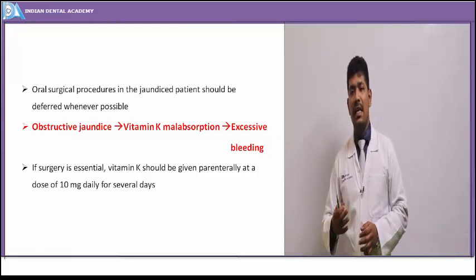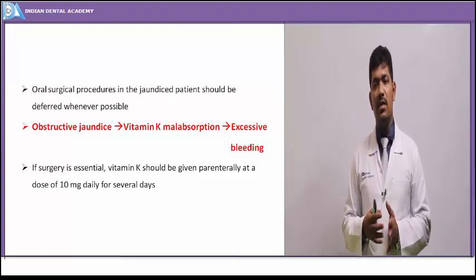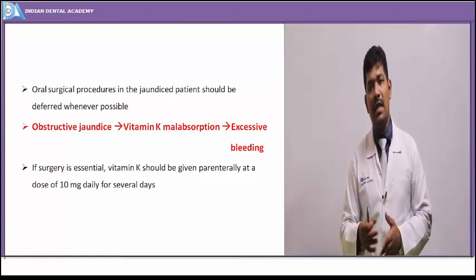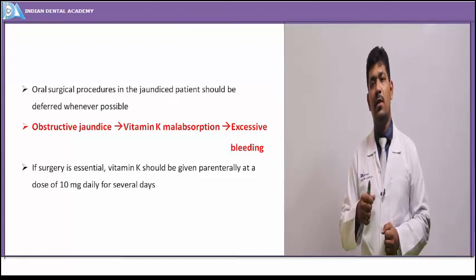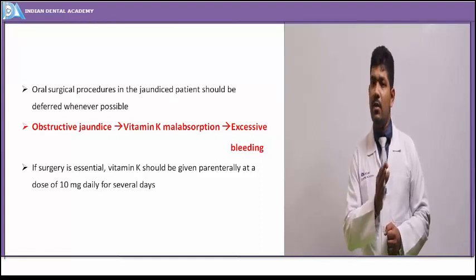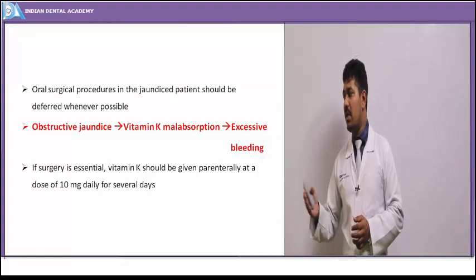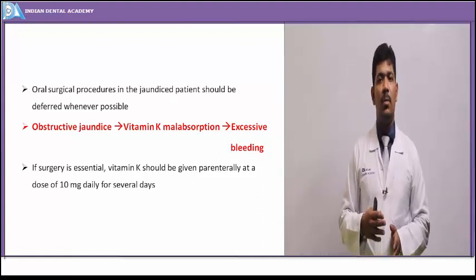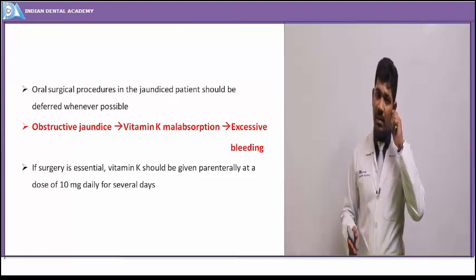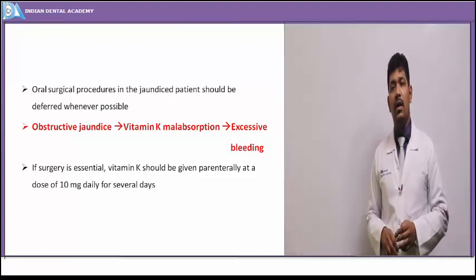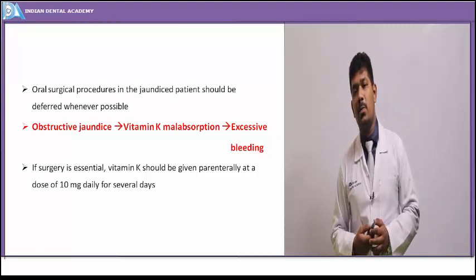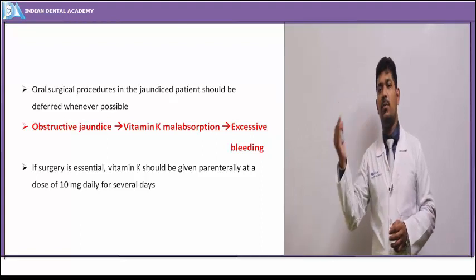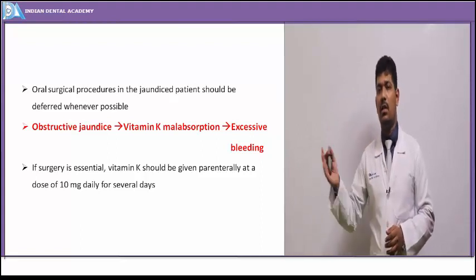So, in case of any elective dental surgeries, minor surgeries or emergency surgeries, the dental physician has to take care of replacing this lost vitamin K prior to the start of the dental surgery, by giving it parenterally. Normally, vitamin K injections are given IM, with a dose of 10 milligrams prior to any surgical procedure. That is one of the most important considerations to be taken care of in patients with jaundice.